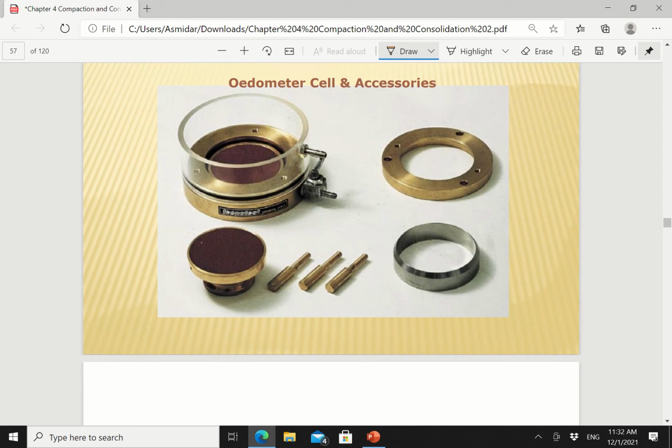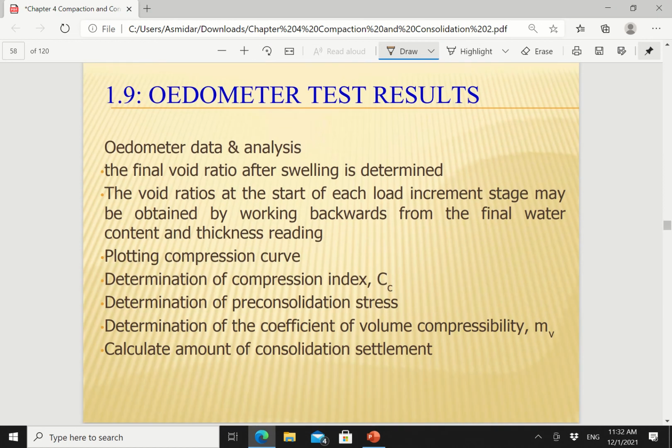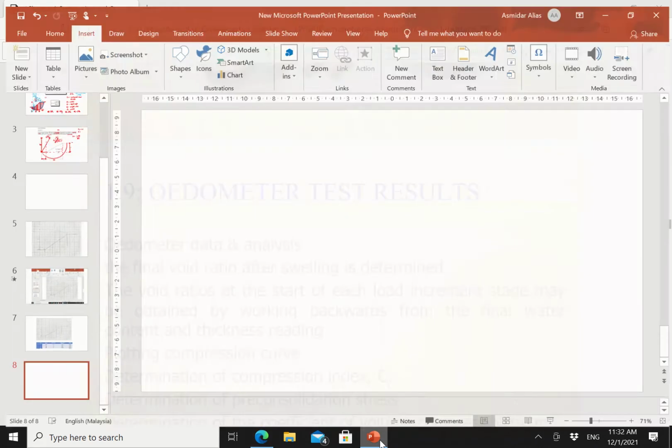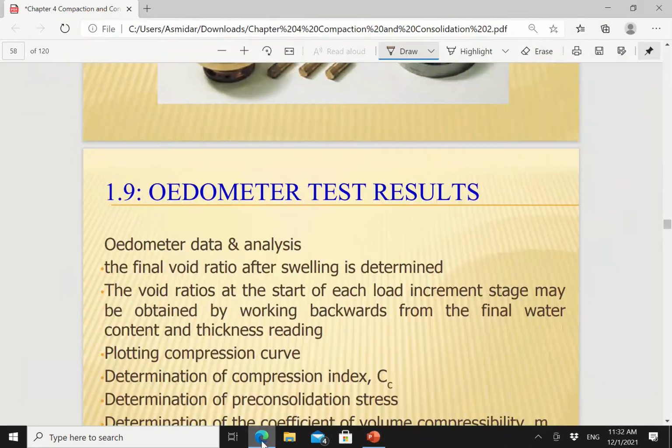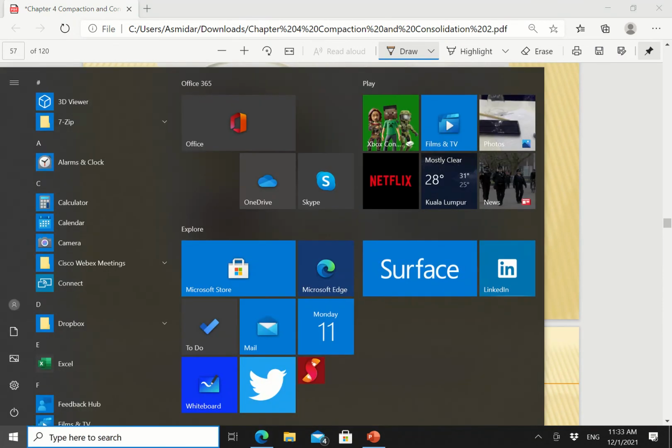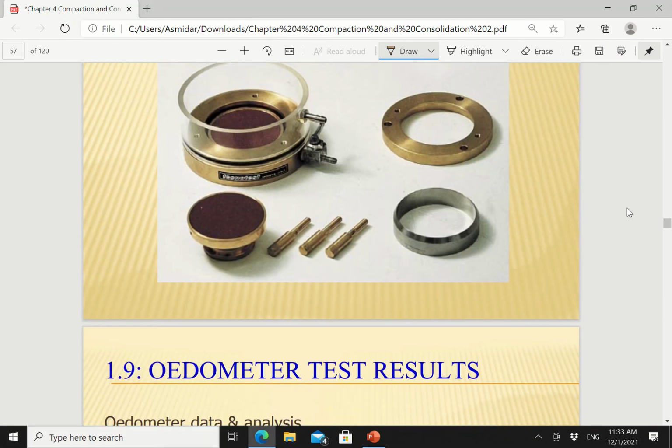And next, what we want to concentrate on is the data analysis. So for this session, I end this session with the definition of odometer, the theory of odometer, and how you conduct the odometer test in a lab session. Okay, next we want to calculate the data for consolidation.